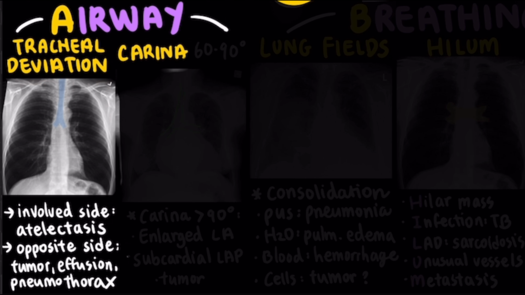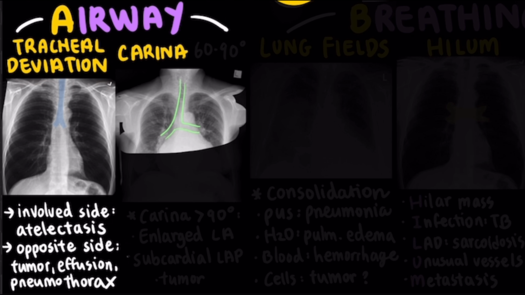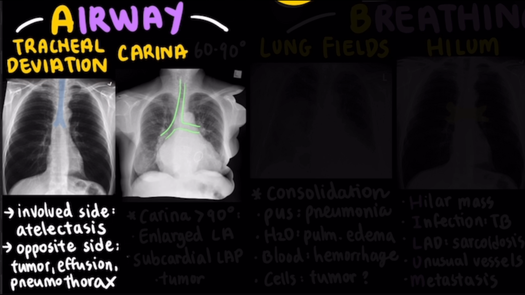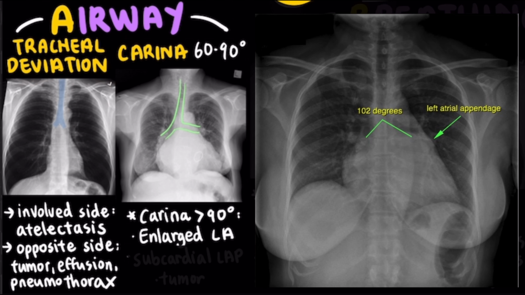Next, look at the carina, where the trachea splits into the left and right bronchi. Normally, the carinal angle is about 60 to 90 degrees. A widened carina can suggest left atrial enlargement from heart failure, subcarinal lymphadenopathy from infections or cancer, or even a mediastinal mass pushing the bronchi apart.